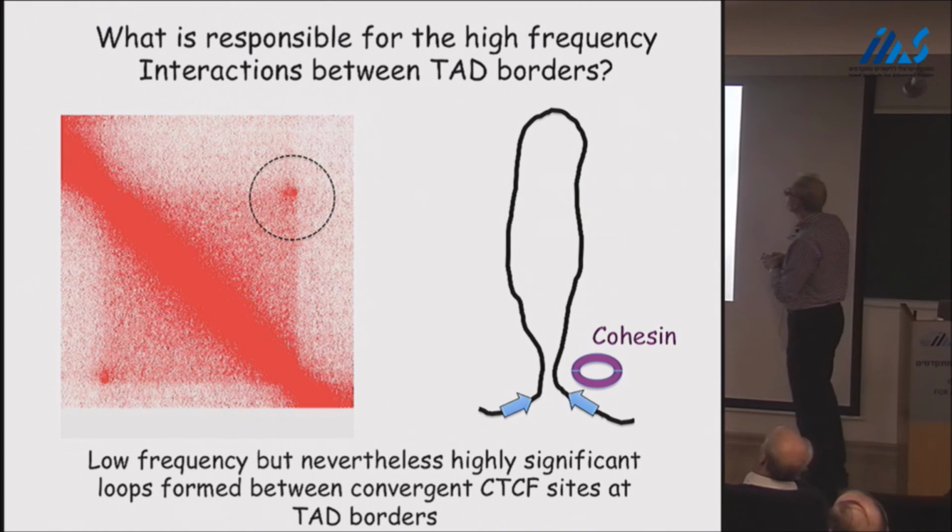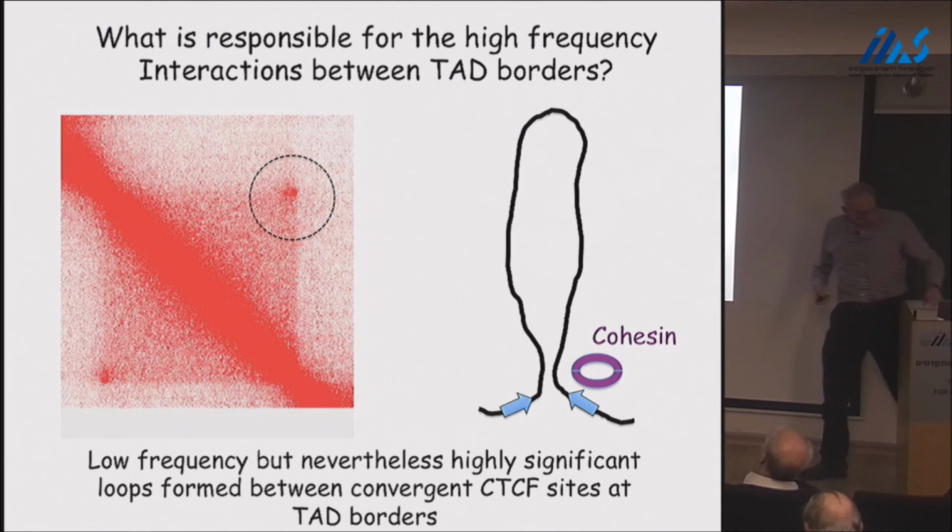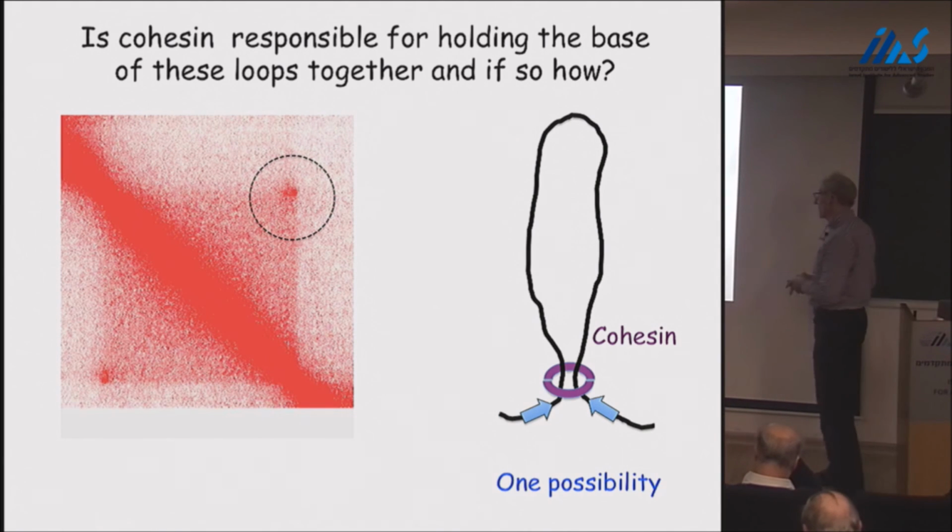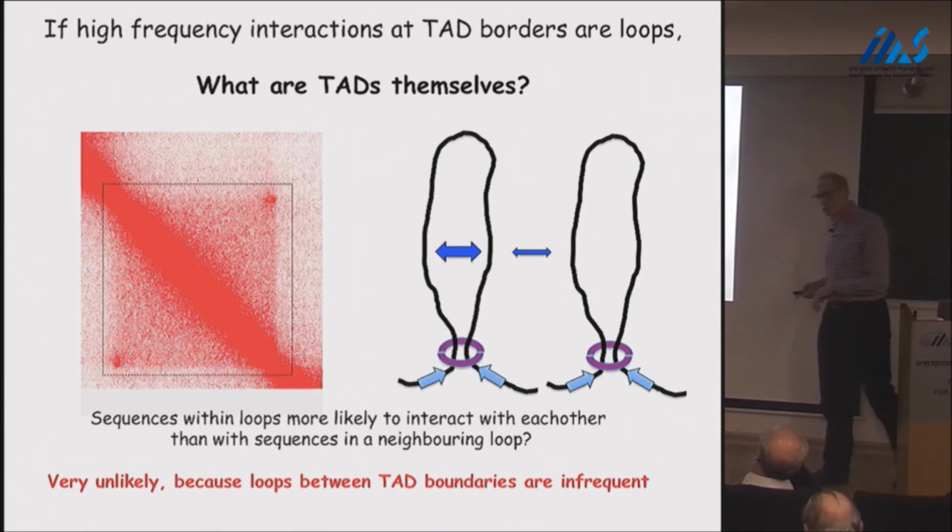So what is responsible for high frequency interaction between TAD borders? Well, presumably somehow these TAD borders are brought together, and cohesin is present there and is somehow holding them together in a loop. One possibility is, of course, that they've been trapped inside a cohesin ring. And then the question is, what is a TAD?